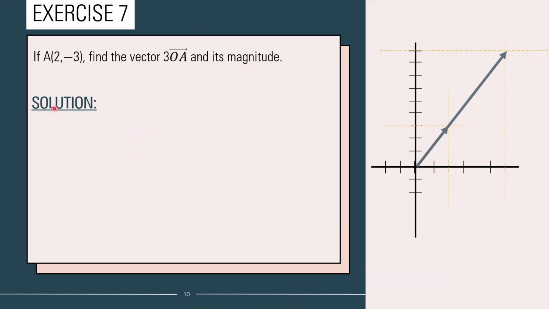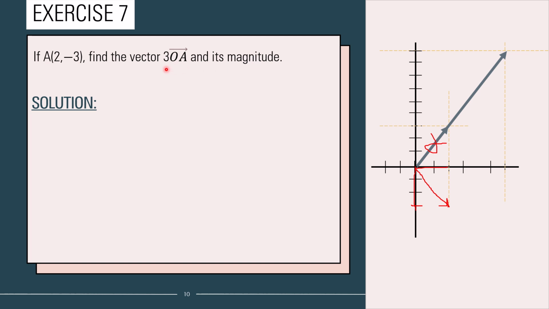then question number 7. If a is (2, -3), so a will be 2 on the x-axis and minus 3 on the y-axis. Okay, find the vector. Just wait, there is a mistake here. Basically it's (2, -3), so you are going to go in the negative y direction. So this is not in the upward direction, it's going to be here. So minus 3 is here, so your vector is going to be here. Okay, 2 on the x-axis and minus 3 on the y-axis. So this is wrong. All right, find the vector 3 OA and its magnitude.